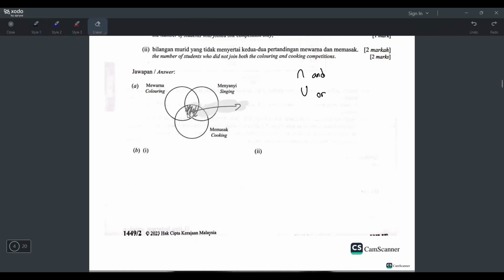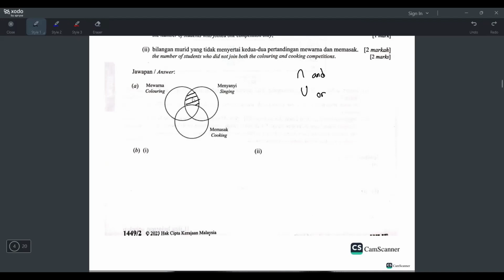Do you know ramai student tak tahu benda ni? Whenever I ask them coloring and singing and cooking, some of them will tell me like this, because they thought, oh sir, coloring and singing and cooking means N mah, so they take everything. Wrong. If I say coloring or singing or cooking, then baru ambil semua, because union means ambil semua. But if I say coloring and singing and cooking, you have to take the intersection of these three. So remember this: N is intersect, or is union. If you tak tahu ini, you tak boleh buat soalan ni. It's not possible.